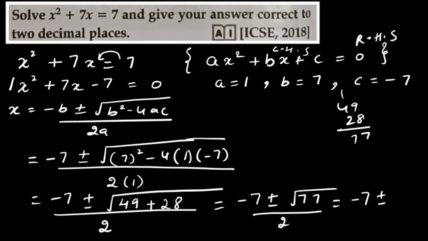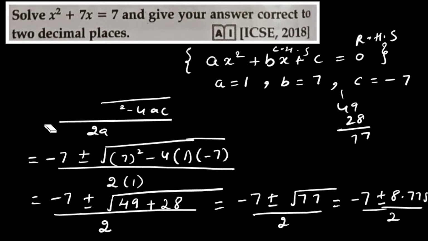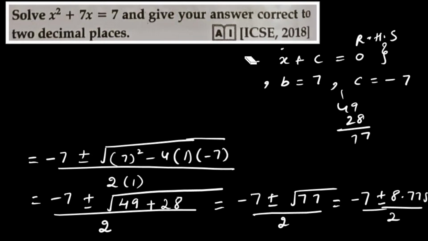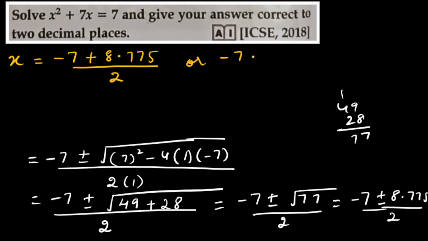Square root of 77, 8.775. Okay. 8.775 by 2. So two values we'll get from here, one with plus, one with minus. So x is equal to minus 7 plus 8.775 by 2. Another one is with minus 7 minus 8.775 by 2.